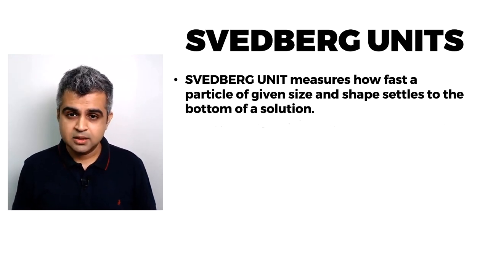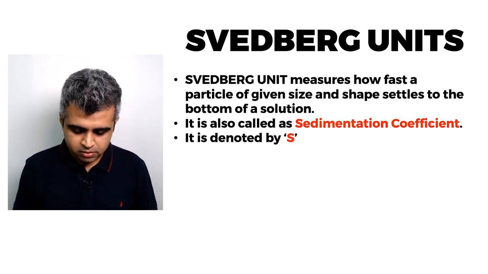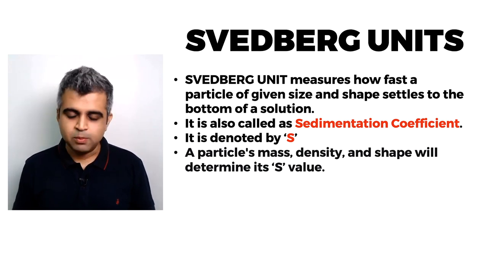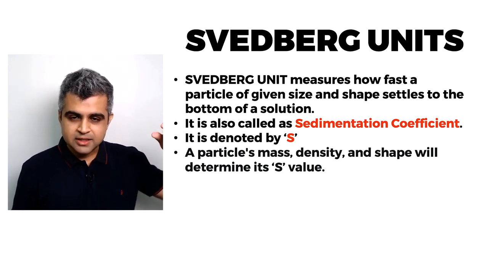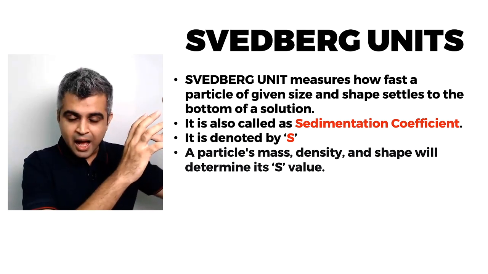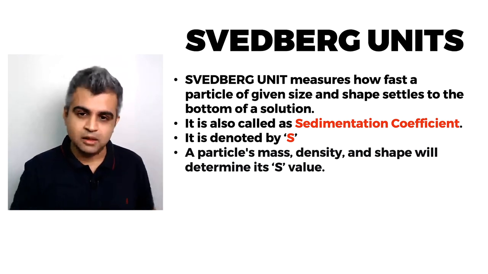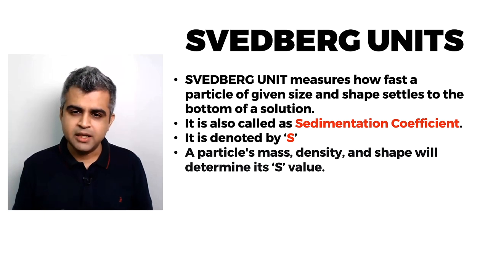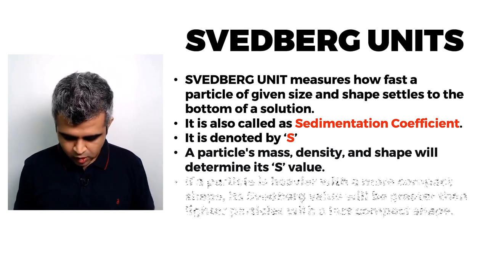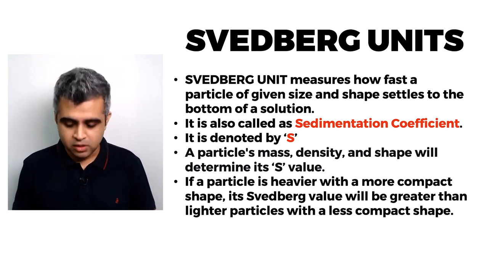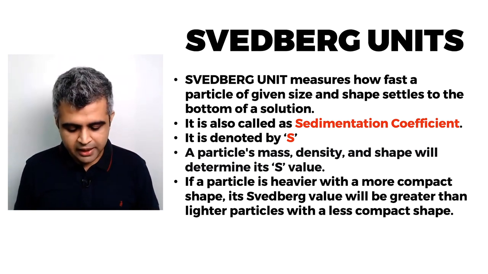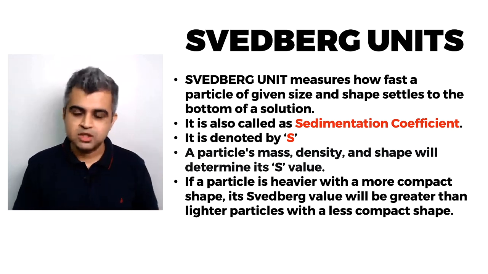They are also called the sedimentation coefficient and are denoted by the letter S. A particle's mass, density and shape will determine its S value. So how fast something is going to settle in the homogenate depends upon how big it is, how heavy it is, and what its density is. All these things, the size, the shape, the density, the mass, will affect the rate at which it will settle down. Of course, you can understand that if a particle is heavy with a more compact shape, its Svedberg value will be greater than lighter particles with a less compact shape.